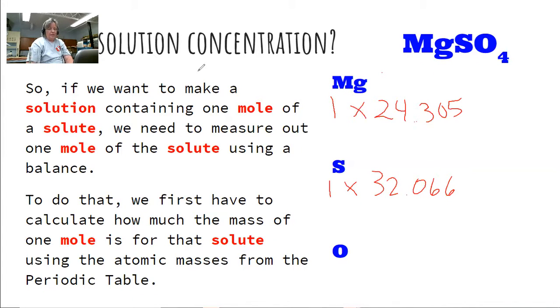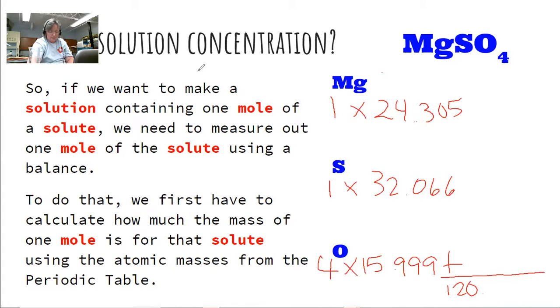All right, now oxygen. Oxygen has a 4 subscript. That means there are 4 oxygen atoms attached to sulfur. So I'm going to have to use 4 times oxygen, 15.999. Now, if I multiply each one of those together and get my grand total, that means add all of them up, I'm going to get 120.367.